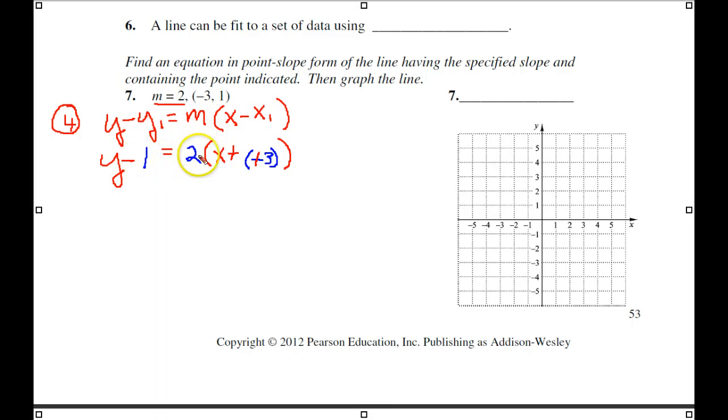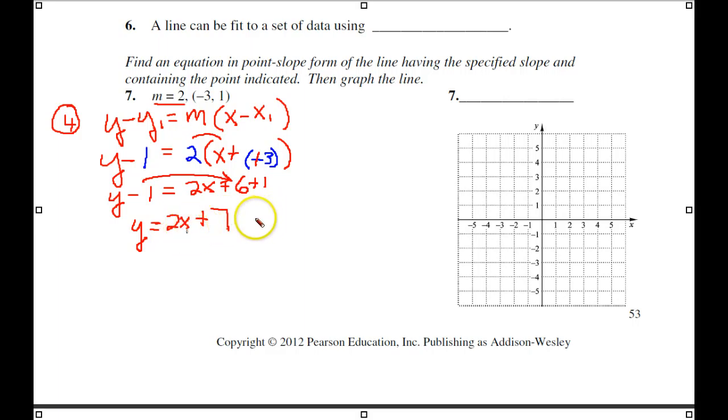So now my next step is to get rid of the parentheses. So this becomes y minus 1 equals 2x as I distribute. And now 2 times a +3 gives me a 6. I'm going to transpose this -1. It becomes on this side a +1. And now I have the equation y equals 2x plus 7.